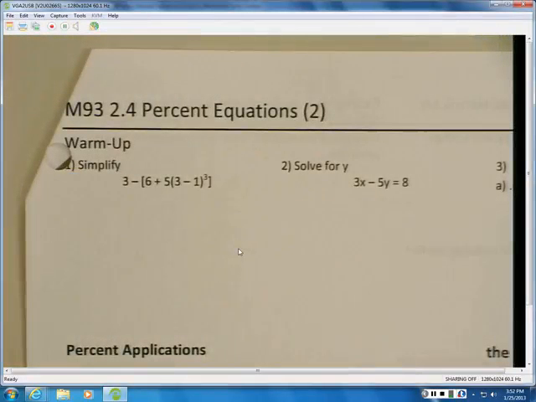2.4 Equations, Lesson 2. I know you're on the edge of your seat. This is exciting business. So let's get to it.